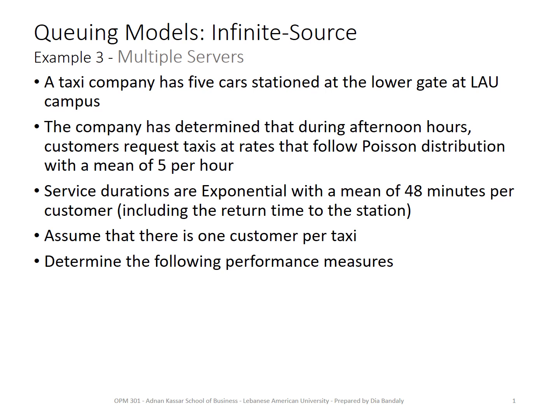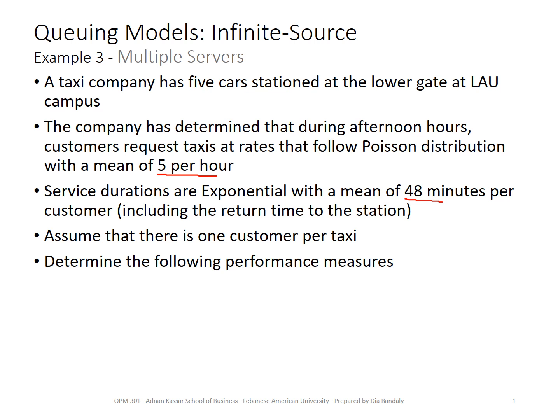So let's practice applying the multiple server model on this example. So what do we have here? The service is a taxi service for a company that's stationed at the lower gate at LU. The company has determined that customers arrive at a rate of 5 per hour on average, and it follows a Poisson distribution. The duration time is 48 minutes, and this is very reasonable considering the traffic here in Lebanon.